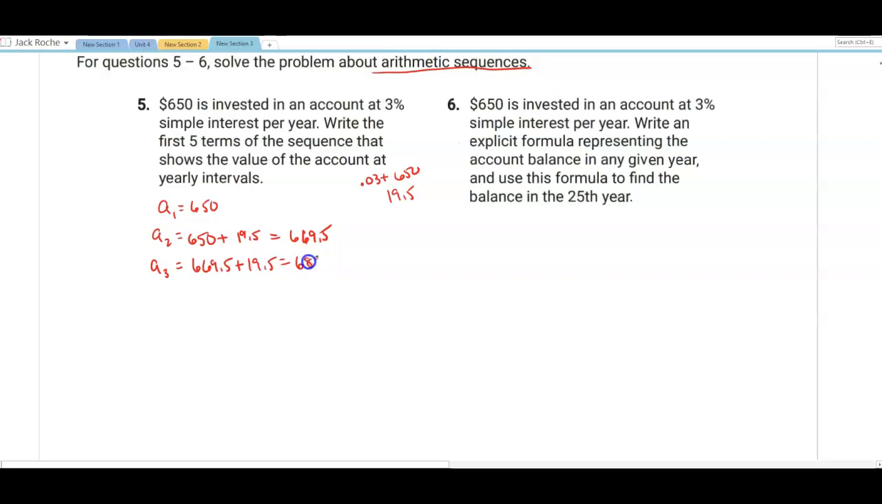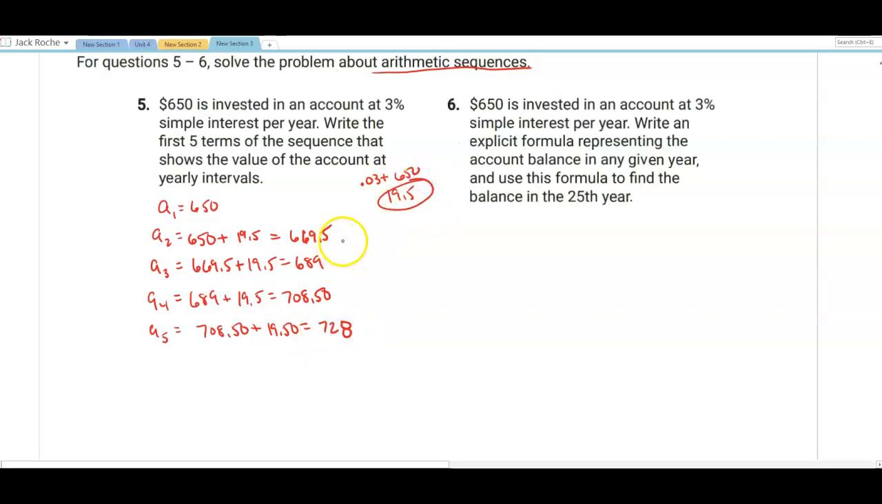$689. The fourth term would be $689 plus that simple interest, which is $19.50, which would give me $708.50. And the fifth term would be the $708.50 plus the $19.50, which would give you $728.